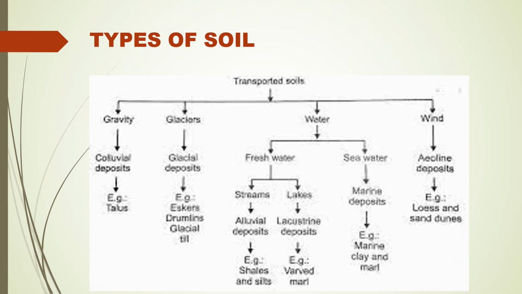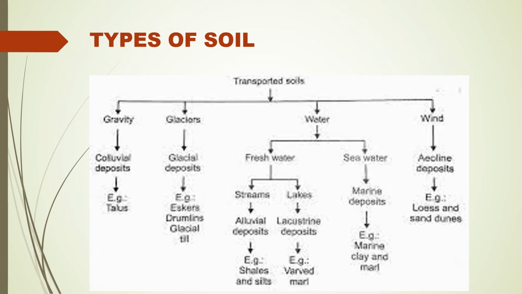When water transports the soil, it is again divided into freshwater transportation and seawater transportation. Freshwater transportation is again divided into streams and lakes. If the transportation is done by the streams, the deposits are called alluvial deposits, and if it is by the lakes, then it is called lacustrine deposits. Examples for alluvial deposits are sand and silts, whereas an example of lacustrine deposits is varved marl.